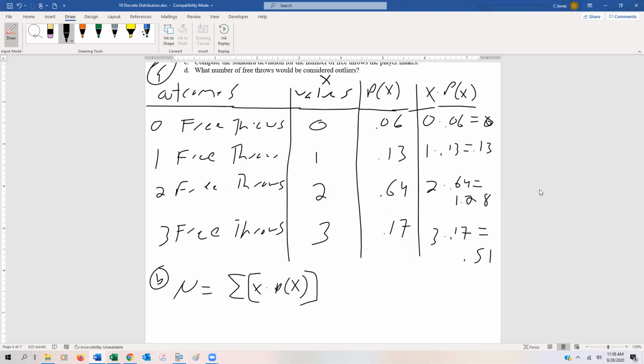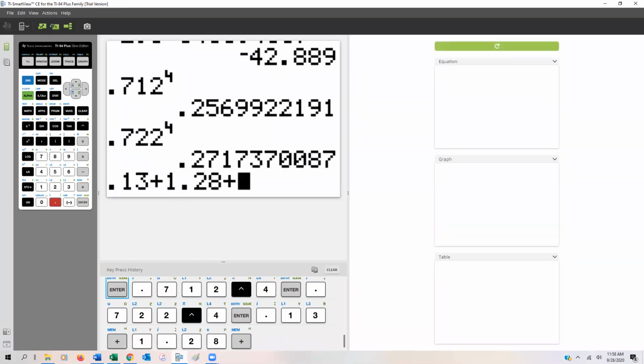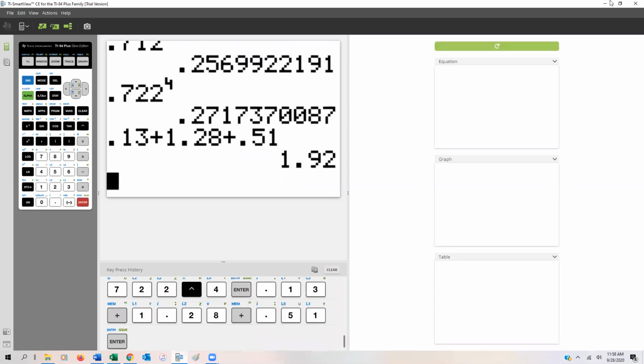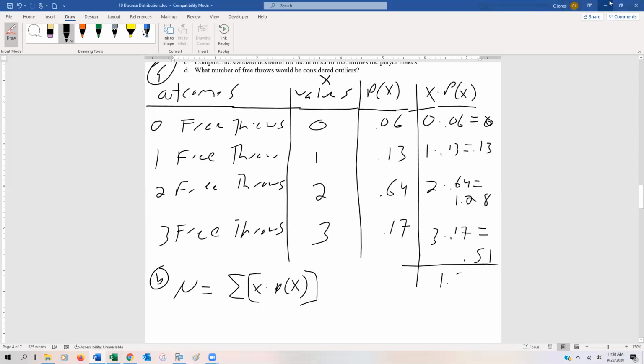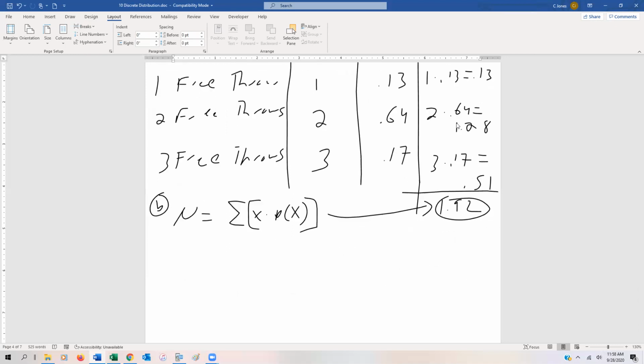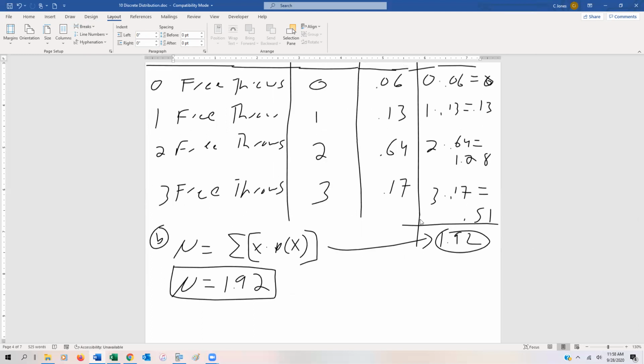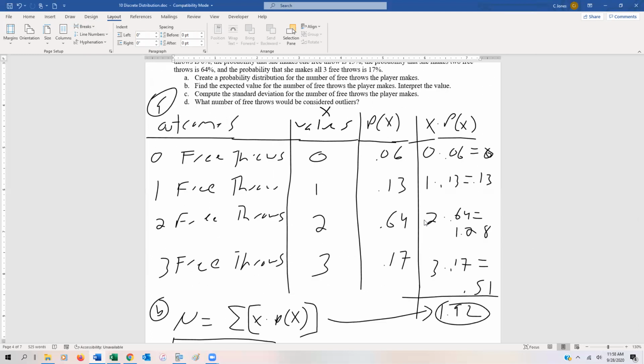And then finally, what we do is we add those up, and that's going to give us the sum. Okay, so I'm just going to do that in the calculator real quick. So we have 0.13 plus 1.28 plus 0.51, and that gives us 1.92. And that is our expected value. Okay, so the mean mu is going to be 1.92. And so what does that mean, no pun intended, but what does that, in the context of this problem, how do we interpret that? Right?